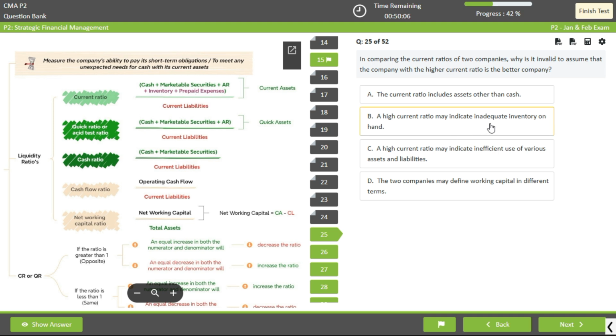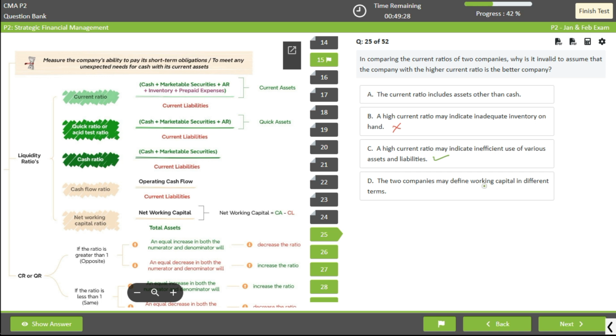A high current ratio may indicate inadequate inventory on hand. No, because many other things are included in the numerator, so that's why this is not the correct option. A high current ratio may indicate inefficient use of various assets and liabilities. This is the correct option, because if you have a high current ratio, this means you are inefficient in using your current assets and current liabilities.